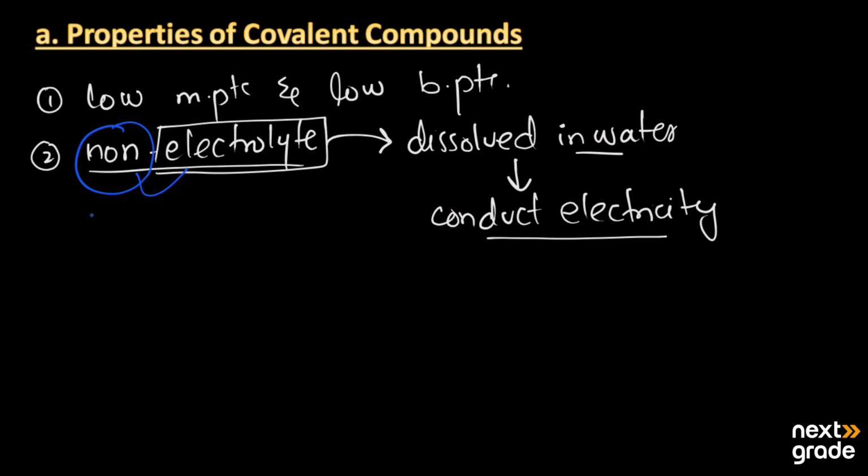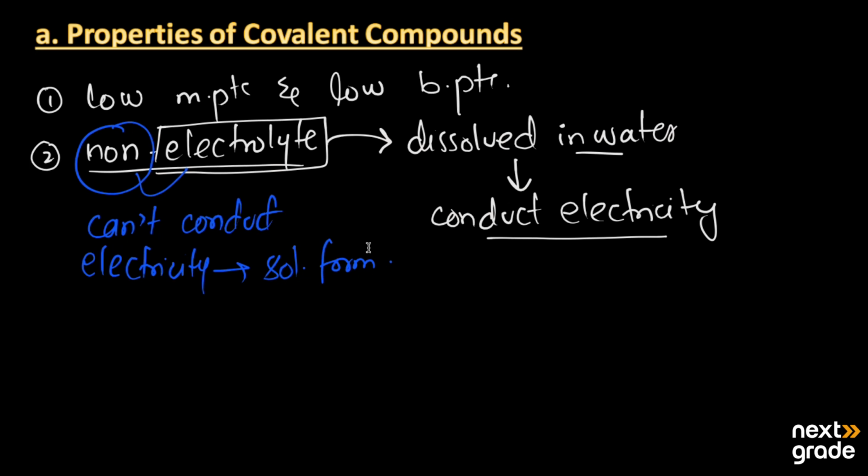Non-electrolyte means they can't conduct electricity when they are in solution form. So this is the second property of the covalent compounds. They are non-electrolytes in their solution form.